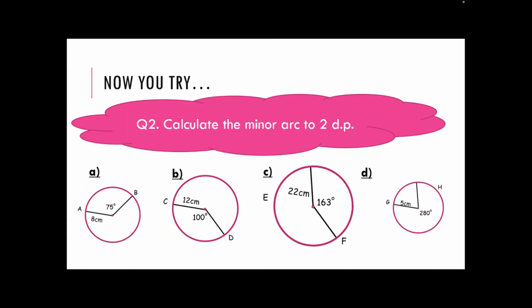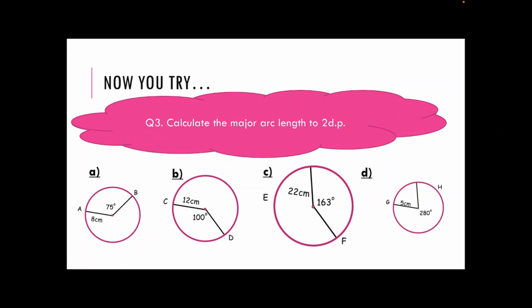Question 2 is calculating the minor arc. So remember, minor means the smaller section. So you need to decide, have you been given the information for the bigger or the smaller section? Question 3 is asking you to calculate the major arc length of the same circles there. So that is your bigger section this time.